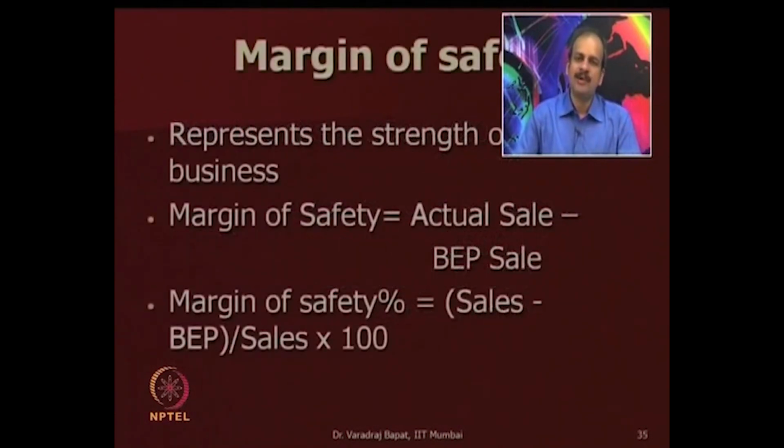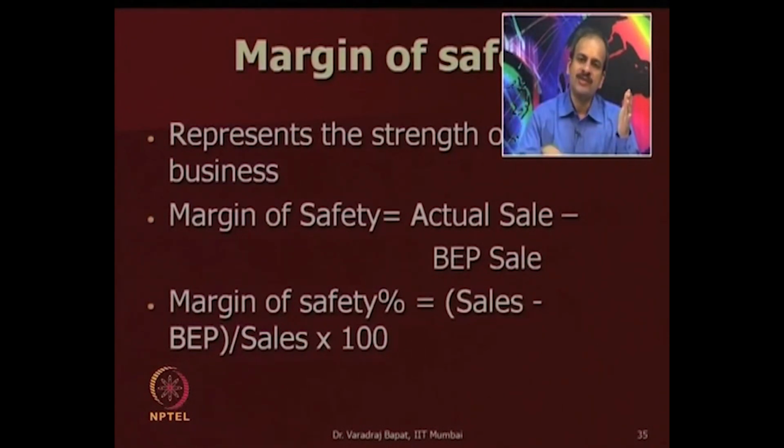There is one more concept related to break even point. Once the company is operating at a profitable level, they want to know how much safety margin they have. So how much are the actual sales above break even sales, so that they don't go into losses. So margin of safety is actual sales minus break even sales. This is the difference between sales and the BEP sale. It can also be calculated as a percentage, where we take sales minus BEP, that is margin of safety, divided by sales into 100.